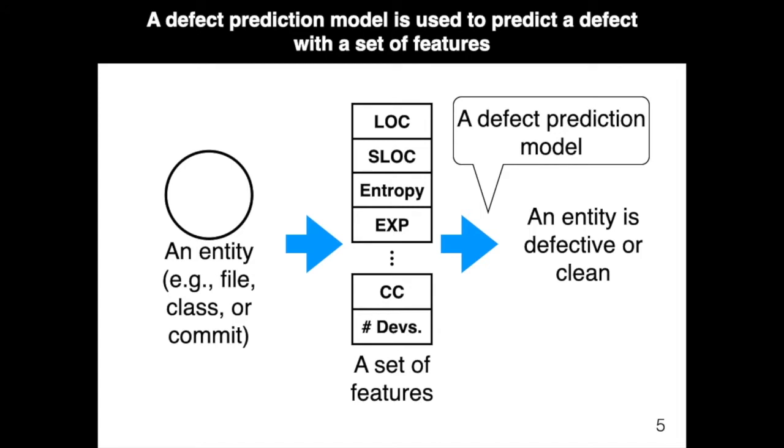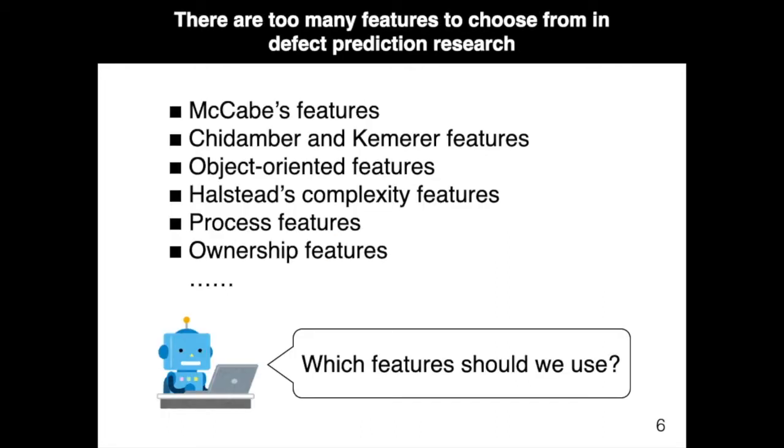In defect prediction, we identify potential defective entities by using a defect prediction model, such as machine learning techniques. To use such a prediction model, we first need to convert entities, here, entities would be a file, commit, or class, into numerical feature vectors, a set of features. Then we apply a defect prediction model to detect whether the entity is defective or clean. For this purpose, we can use tons of numerical features such as McCabe features, Chidamber and Kemerer features, or something like these. So we have a question: which features should we use?